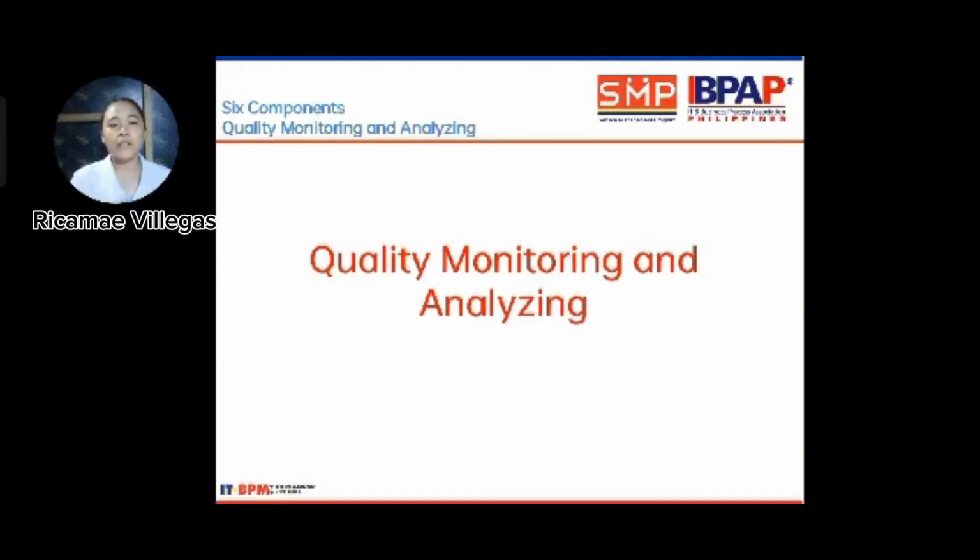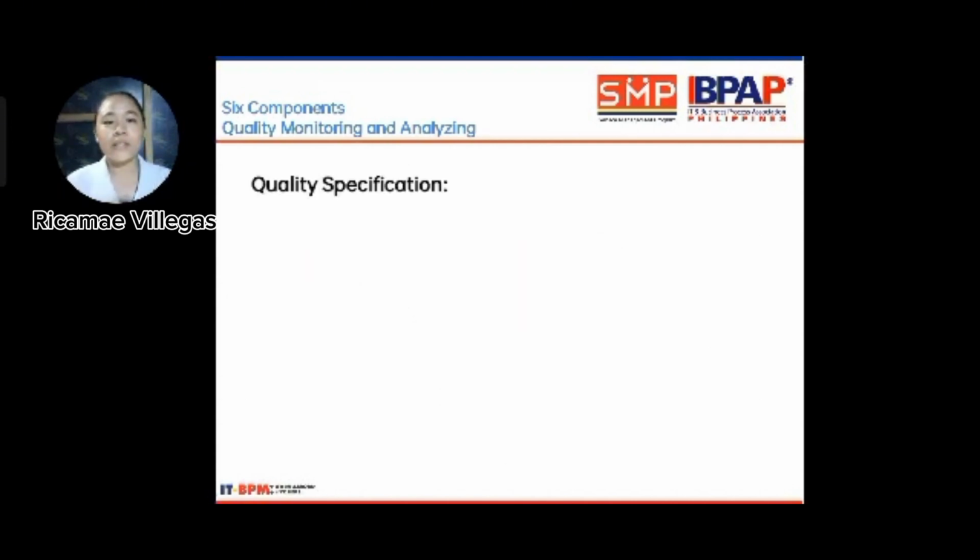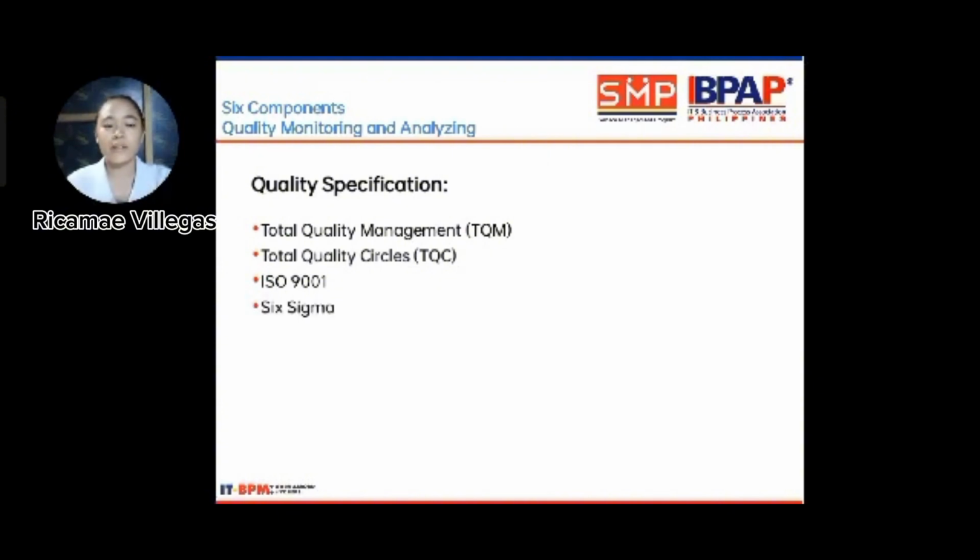I'm here to report all about the six components of quality monitoring and analyzing. The six components of quality monitoring and analyzing: quality specification. First is the Total Quality Management or the TQM. Second is the Total Quality Circles or TQC. And ISO 9001. And last is the Six Sigma.